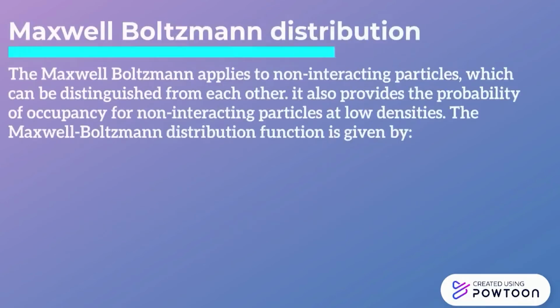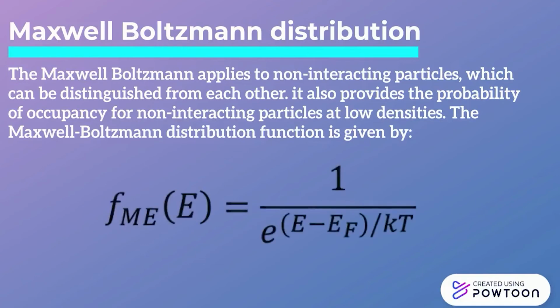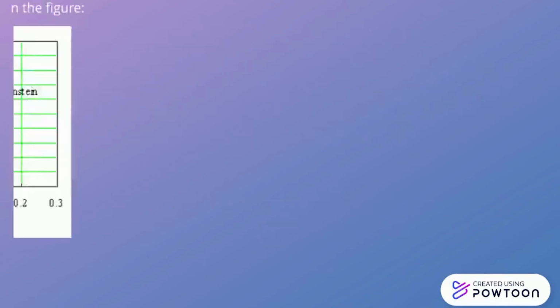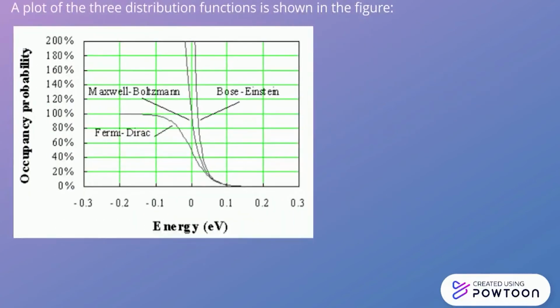The next is the Maxwell-Boltzmann, which applies to non-interacting particles which can be distinguished from each other. It also provides the probability of occupancy for non-interacting particles at low densities. The Maxwell-Boltzmann distribution function is given by. A plot of the three distribution functions is shown in the figure.